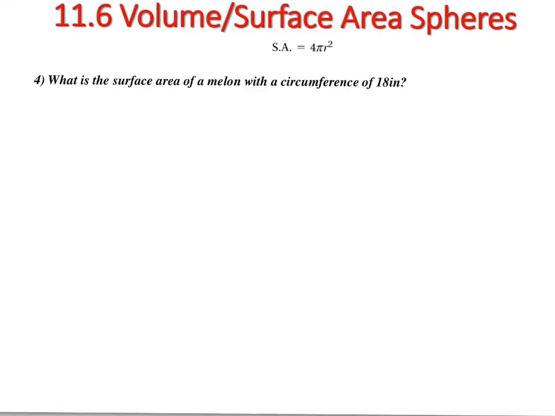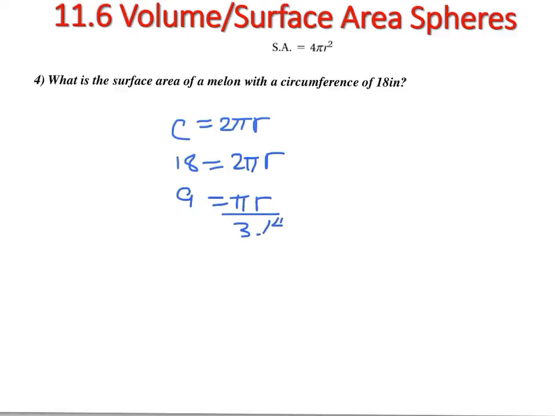Similarly, what's the surface area of a melon with a circumference of 18 inches? So circumference is 2 pi r. Here the circumference is 18. That's equal. So 18 is equal to 2 pi times r, but we need to find r. So dividing by 2, 9 is equal to pi r. Dividing by 3.14 for pi, we'll get that our radius is 9 divided by 3.14, so that's 2.9.